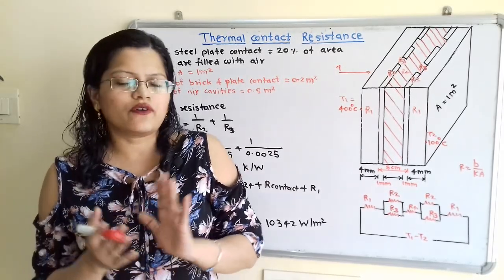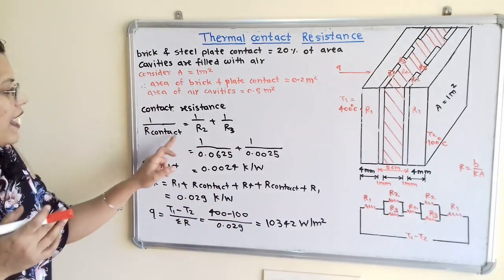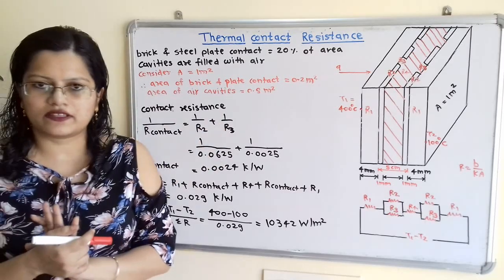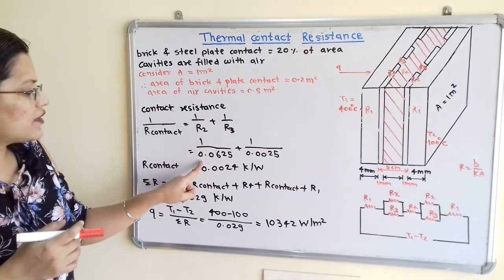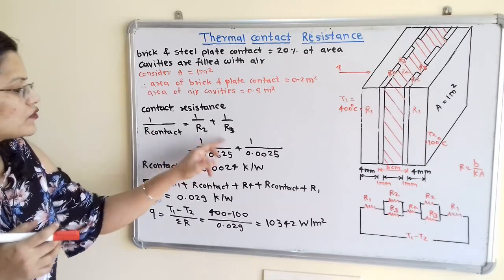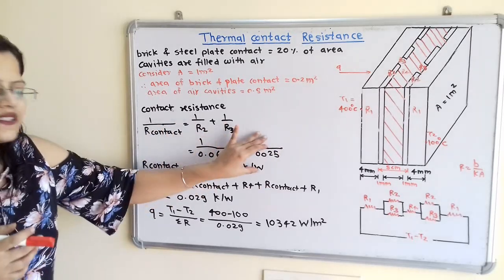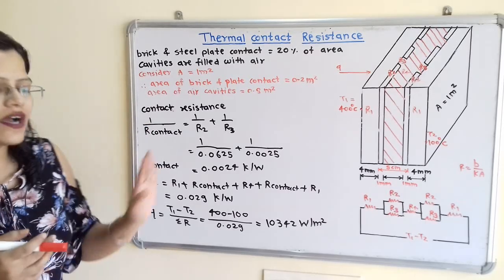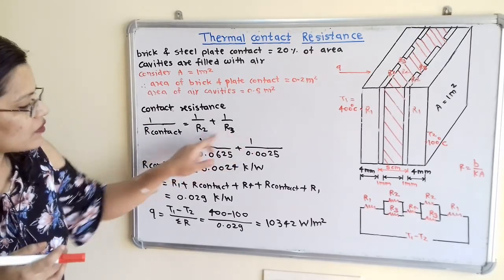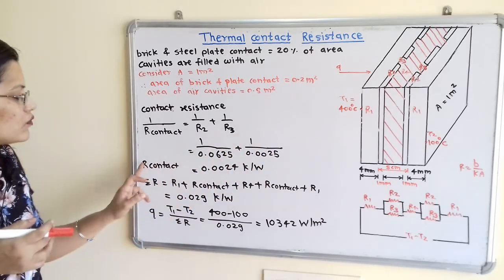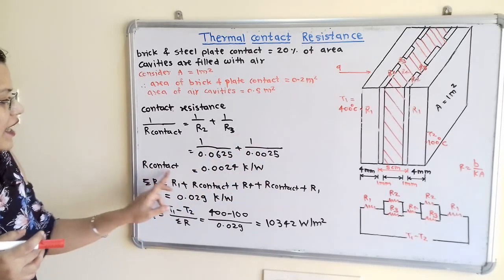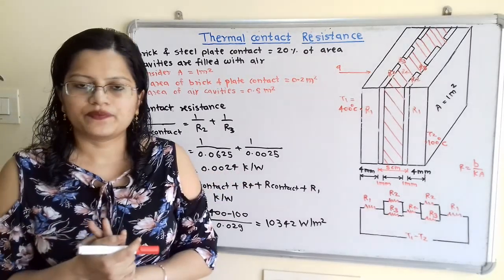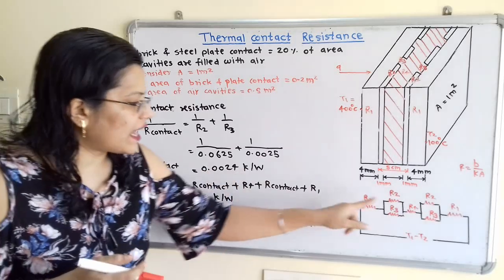So we will write the formula, that is 1 divided by R contact is equal to 1 divided by R2 plus 1 divided by R3. When we solve this, we will get the answer. If we solve the right hand side, that answer is for 1 divided by R contact. So again we have to take the inverse of the right hand side answer to find R contact, and this R contact is equal to 0.0024 Kelvin per watt. Now this is the answer for R contact.